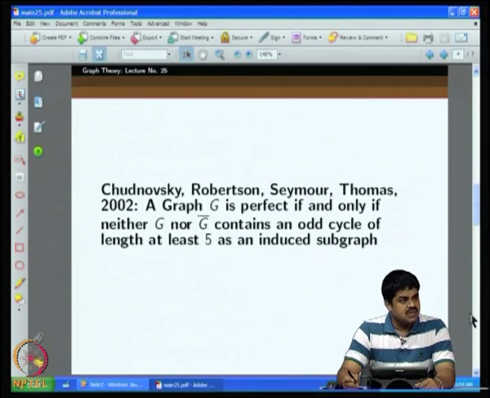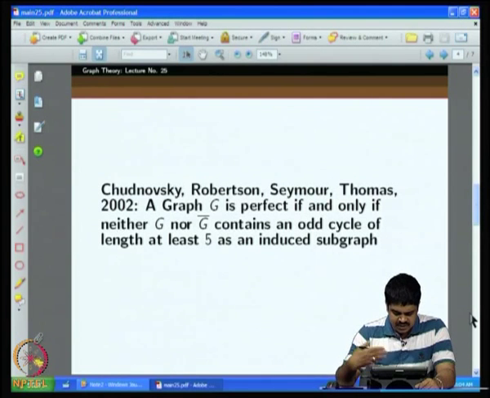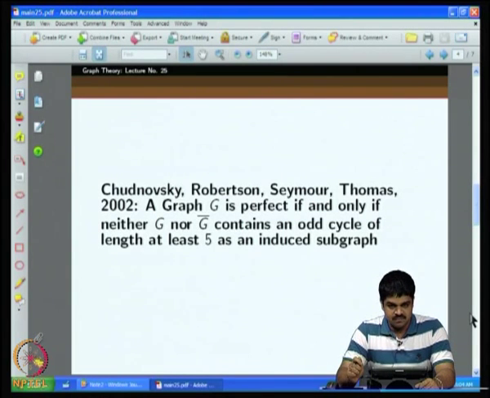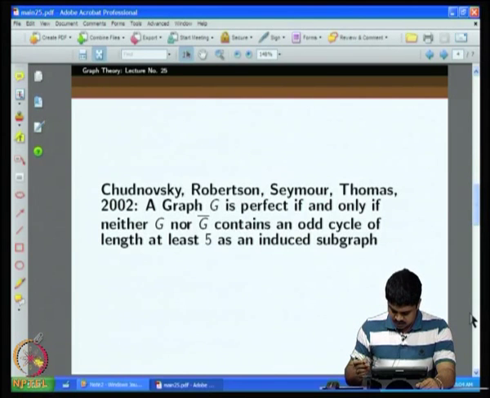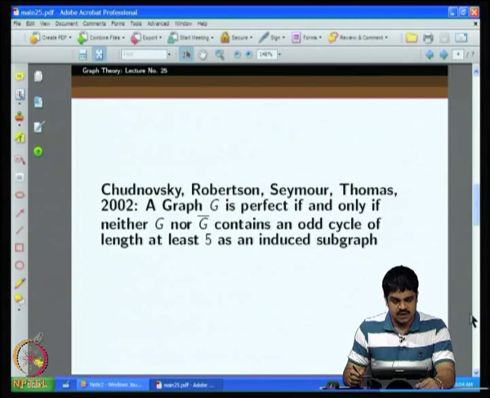That means it does not have an odd induced cycle of length 5 or more, and it does not have the complement of such an induced cycle. Or equivalently, neither G nor G's complement contains an induced odd cycle of length 5 or more. This is what is known as the strong perfect graph theorem.